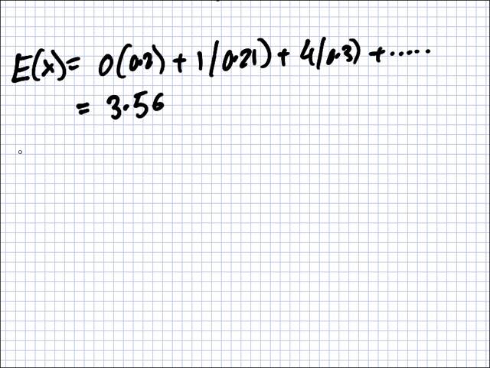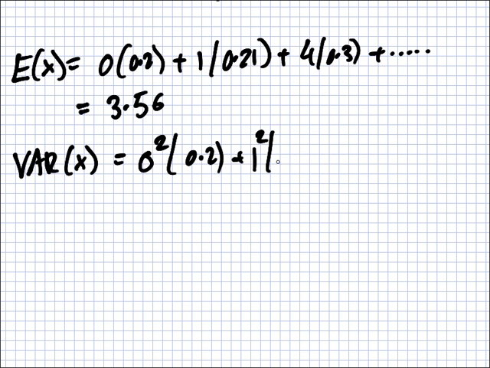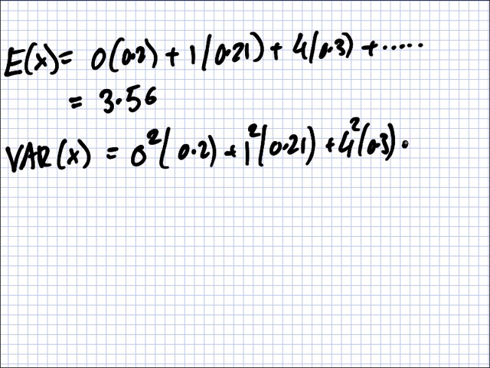3.56? Now the variance of X, we'll have to repeat that except use squares, and then we minus the 3.56 squared. So what does that work out as? Dot, dot, dot, minus 3.56 squared. What is it? Okay.